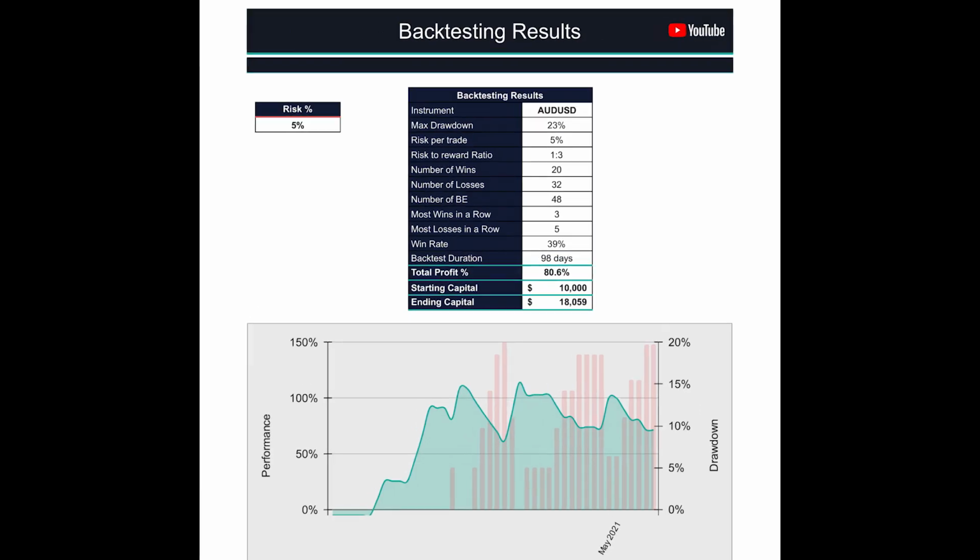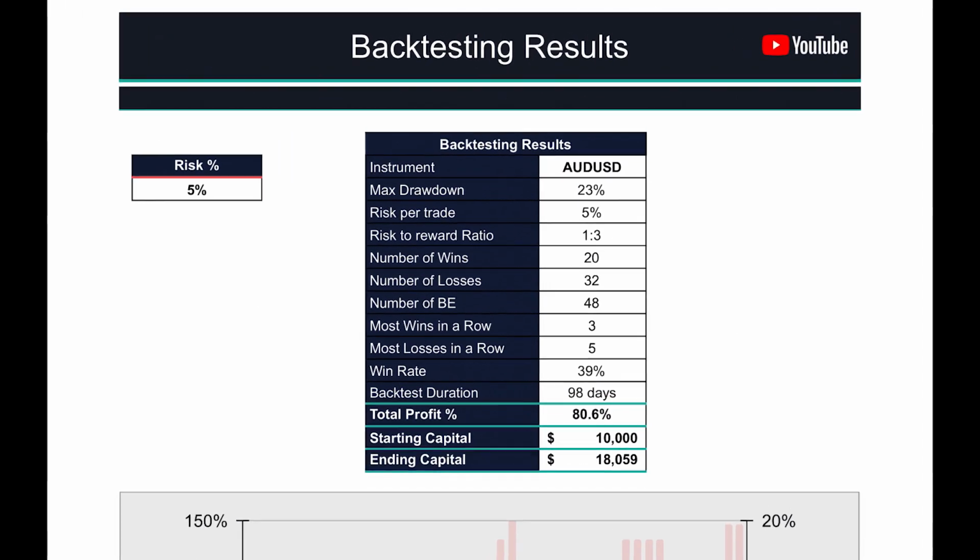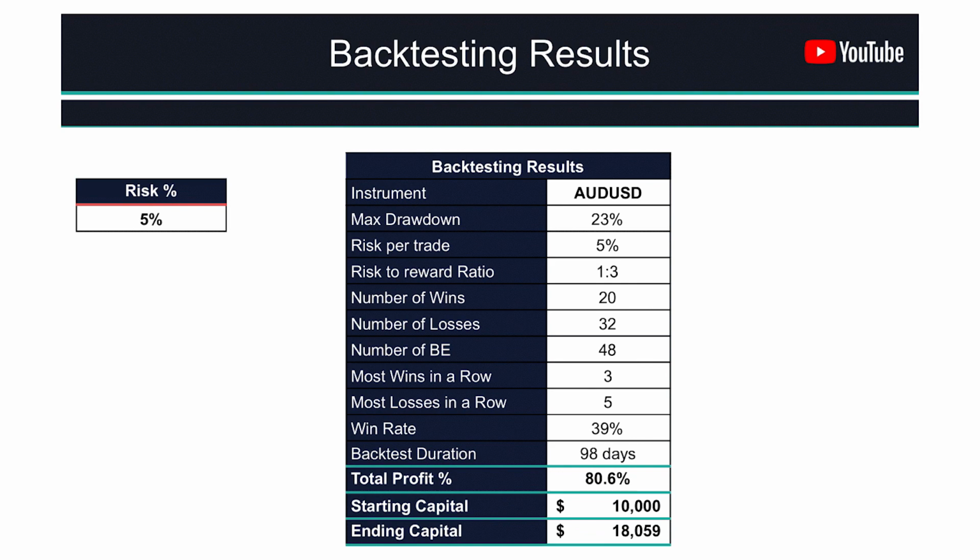So there you go, guys, the backtesting results on AUD USD. We were risking 5% per trade. We had a maximum drawdown of 23% on a risk to reward ratio setting of 1 to 3. We had 20 wins, 32 losses, and 48 trades that ended up in break even, with a maximum of 3 wins in a row and a maximum of 5 losses in a row, and that gives a win rate of 39% over 98 days.